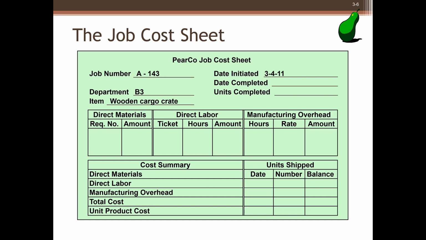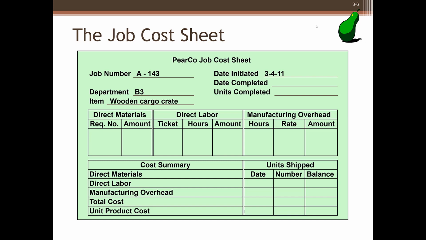When a customer has placed an order, a production order is issued. After the production order has been issued, the accounting department's job order costing software system will automatically generate a job cost sheet. The job cost sheet is used by the accounting department to track the direct material, direct labor, and manufacturing overhead associated with a specific job.